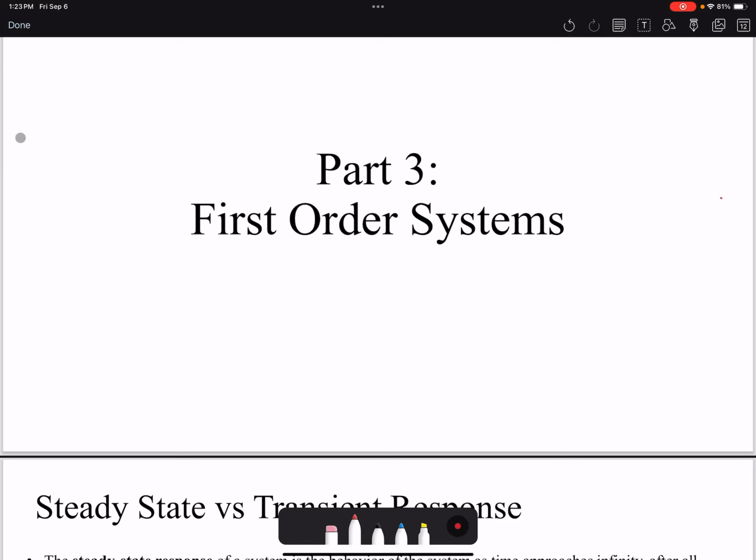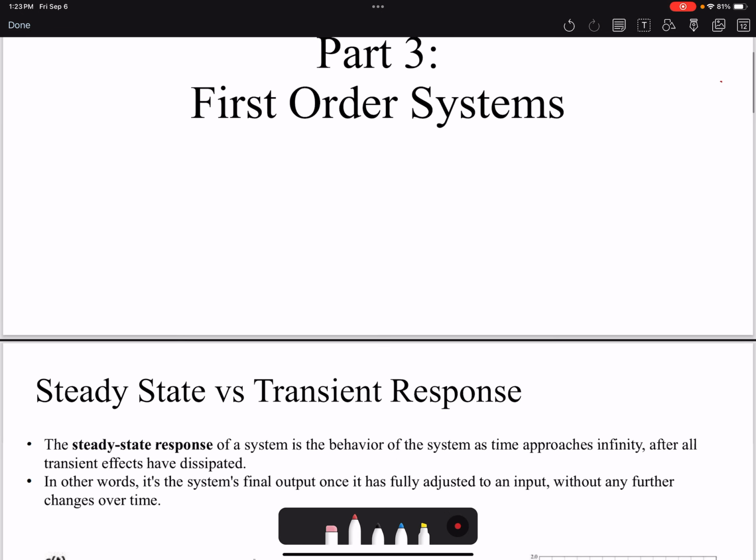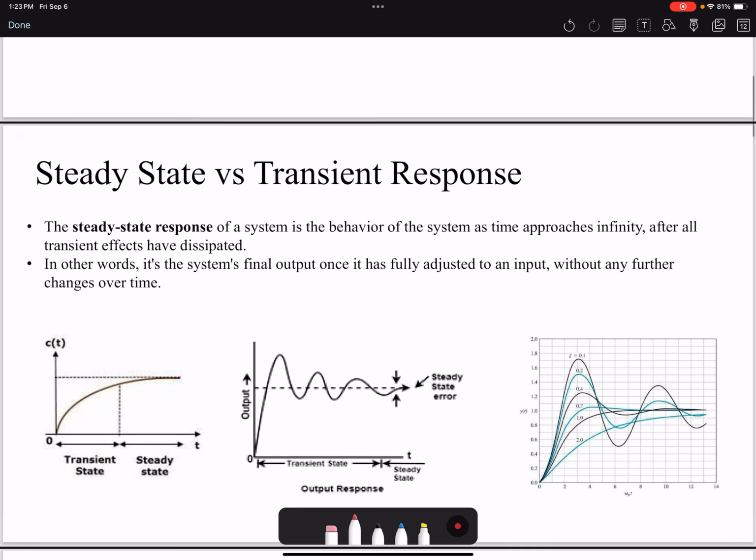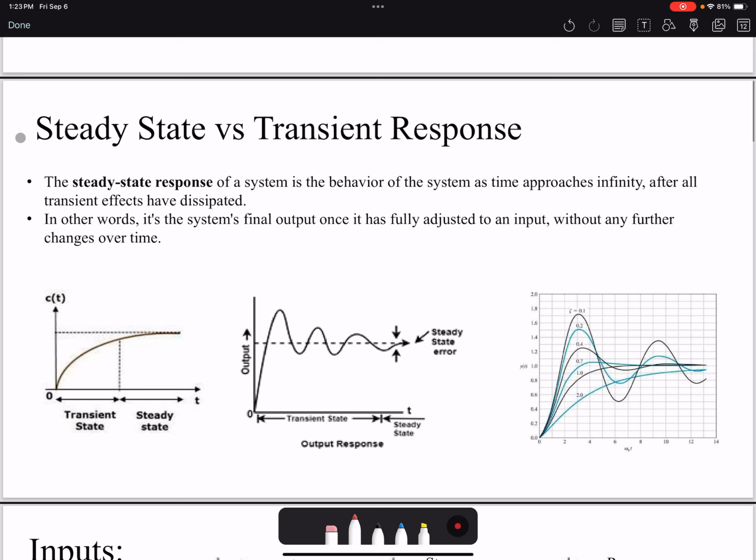Hello everyone, in this video we're going to talk about first order systems. But before we talk about first order systems, let's review some underlying concepts. The first one is the steady state versus the transient response.